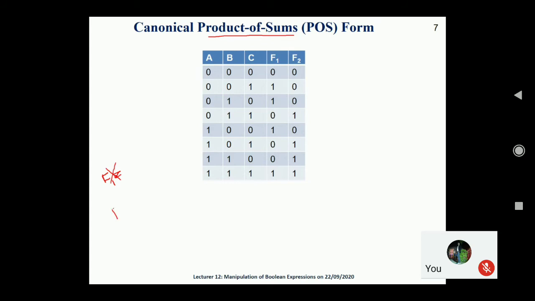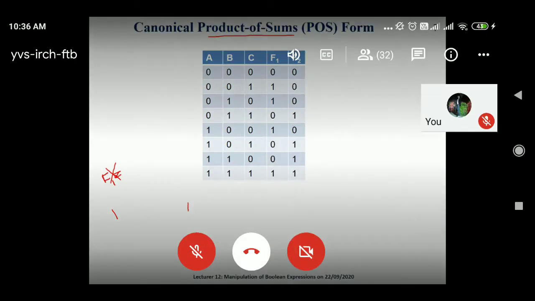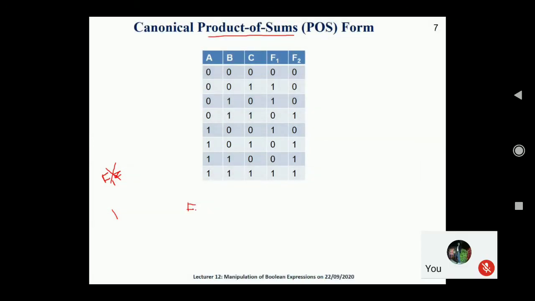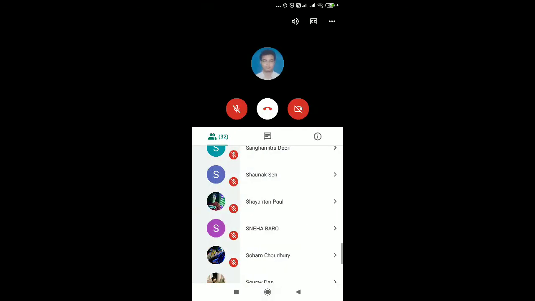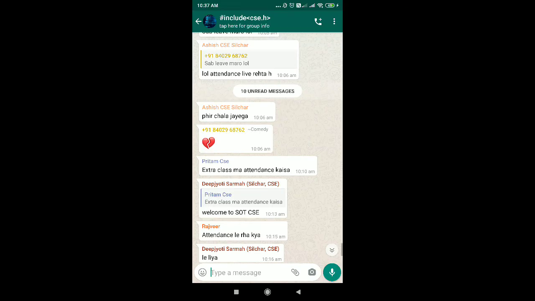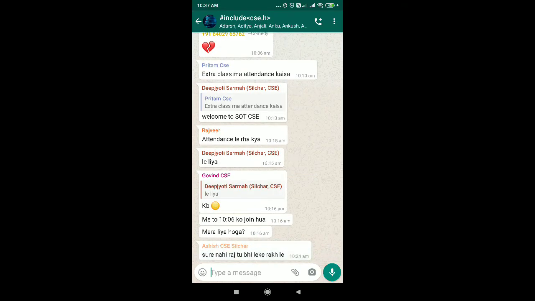Suppose here we are writing 0, 0. Okay, 0, 0 is considered because we are using product of sum. We are not considering 1. We are considering only 0. What is the binary sequence?